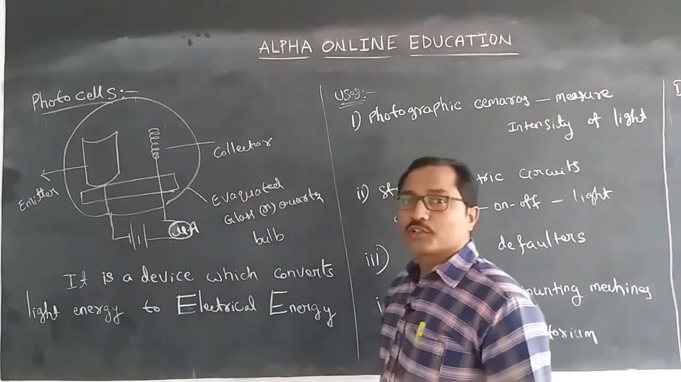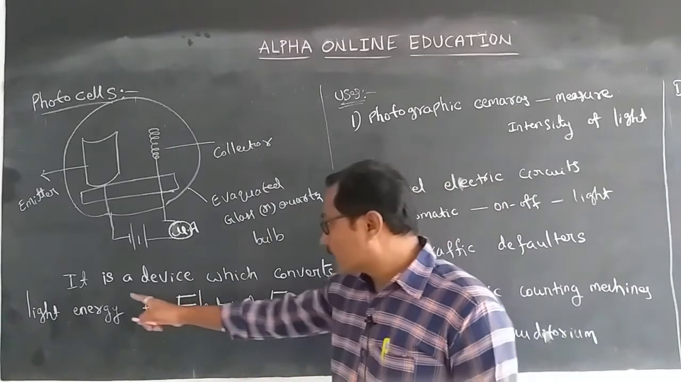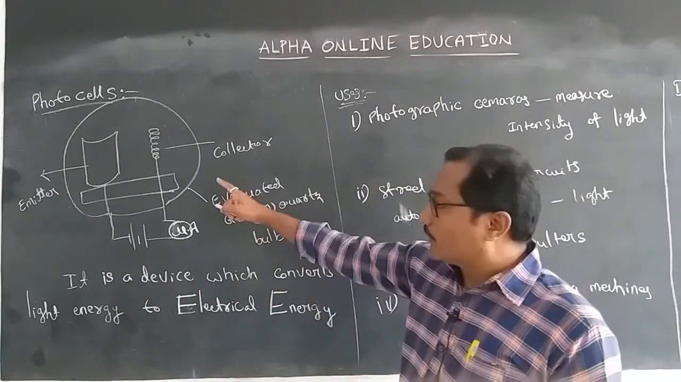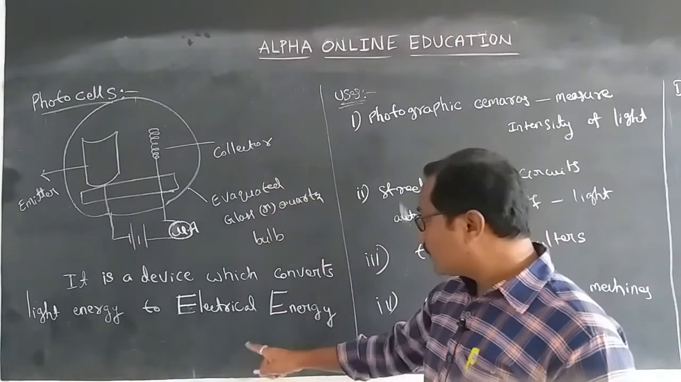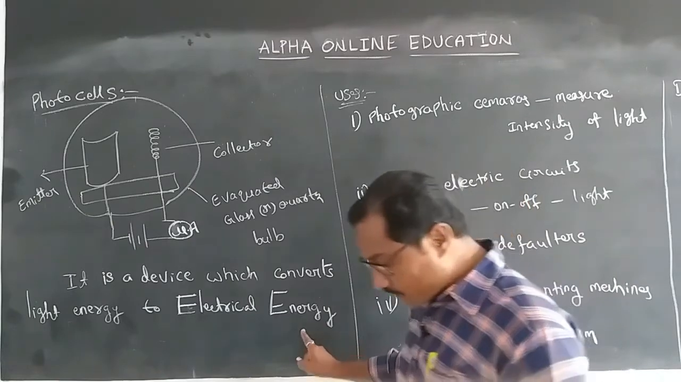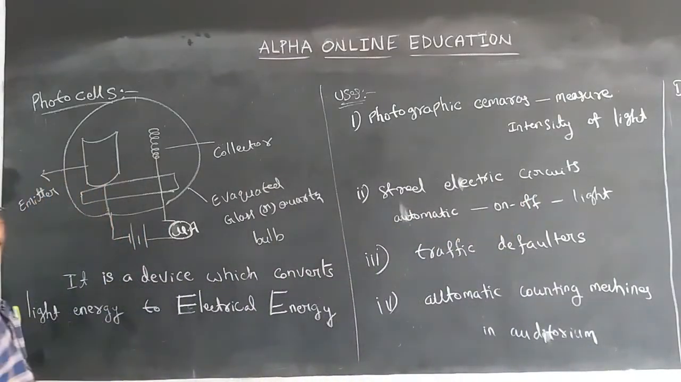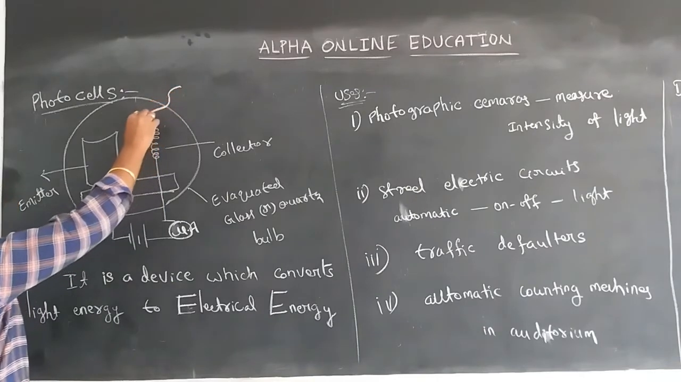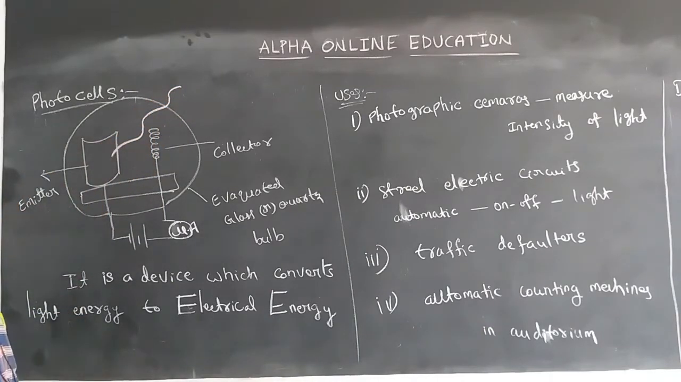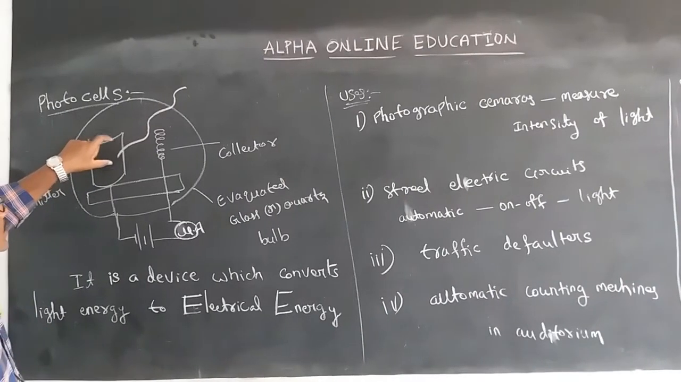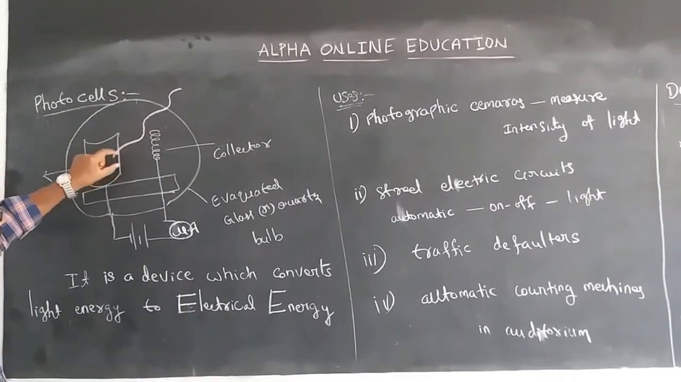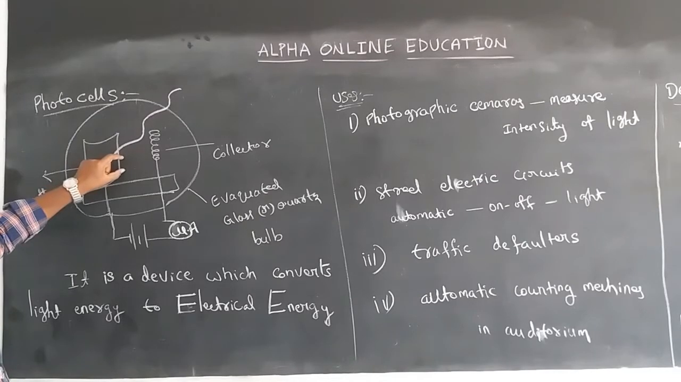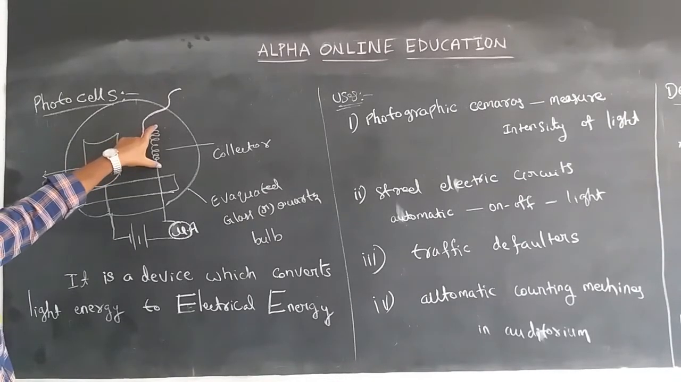What do you mean by a photocell? Here we have the definition: it is a device which converts light energy into electrical energy. Where is the light energy? The light energy is incident on this plate. After this, the photoelectric effect happens. Due to the photoelectric effect, electrons are produced. These produced electrons travel towards the other electrode.